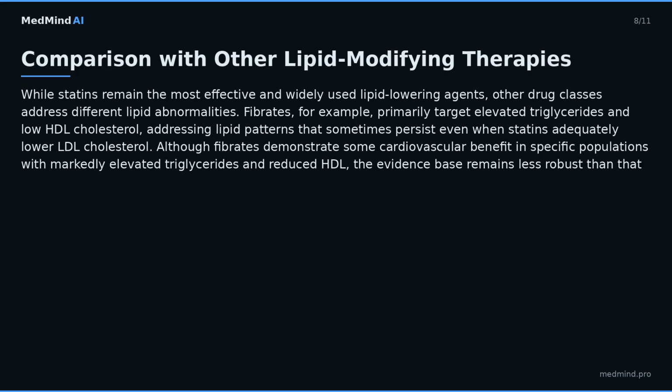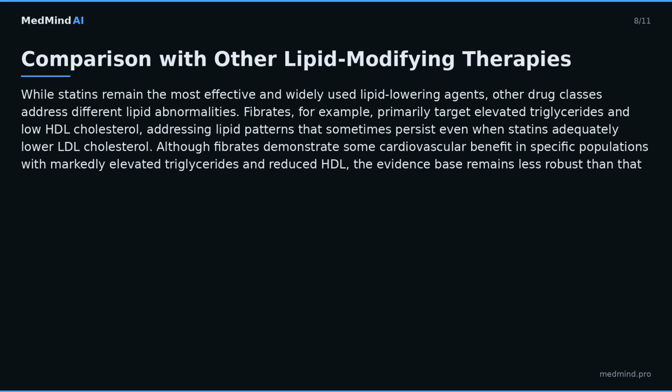Comparison with other lipid-modifying therapies. While statins remain the most effective and widely used lipid-lowering agents, other drug classes address different lipid abnormalities. Fibrates, for example, primarily target elevated triglycerides and low HDL cholesterol, addressing lipid patterns that sometimes persist even when statins adequately lower LDL cholesterol. Although fibrates demonstrate some cardiovascular benefit in specific populations with markedly elevated triglycerides and reduced HDL, the evidence base remains less robust than that supporting statins.